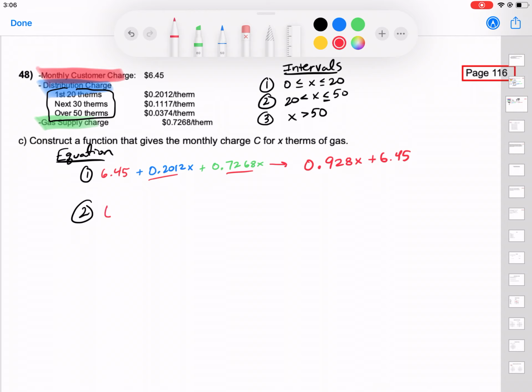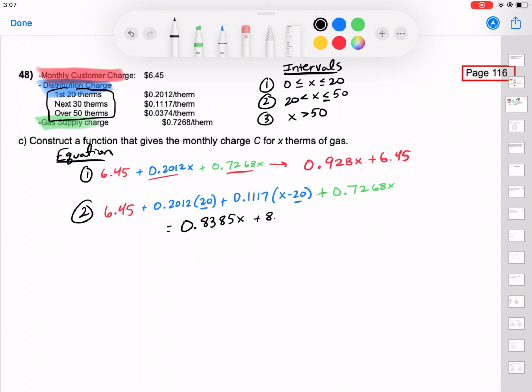Equation number 2, you're still going to have that same monthly charge, but we're doing over 20 therms. So that means we'll have used all 20 of those first 20. And then we'll have our second rate of 0.1117, but we've already used 20, so we're going to take x and subtract 20 away from that, because we've got to take out how many we've used. And then, once again, it should be green, the 0.7268x will stay the same because it does not matter how many therms you use. So once again, I have already simplified that. I've combined like terms, multiplied everything out. You get 0.8385x plus 8.24.